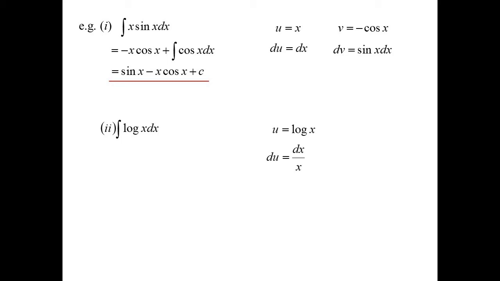Is that a simpler function? Debatable. But as I say, when it comes to dv, I can't really choose log x to be dv because we don't know how to integrate it. Integrate dx, we just get x. So uv, x log x, minus the integral of v du. Well, that's nice. v du, the x's cancel, I just get dx. Integrate dx, and we get x.